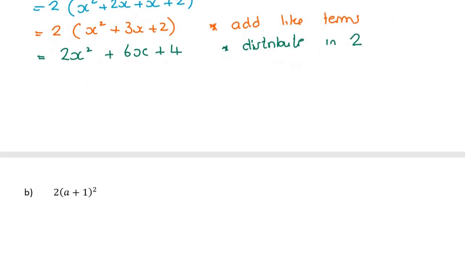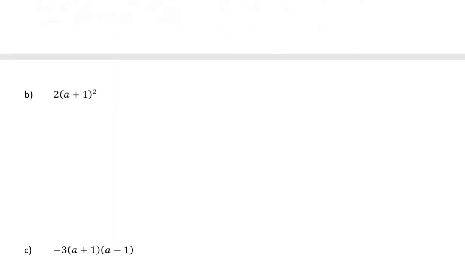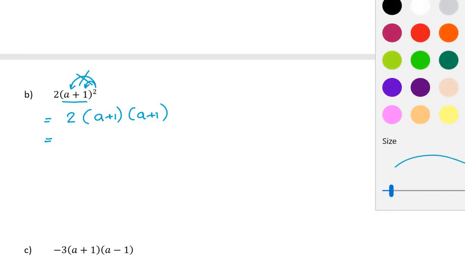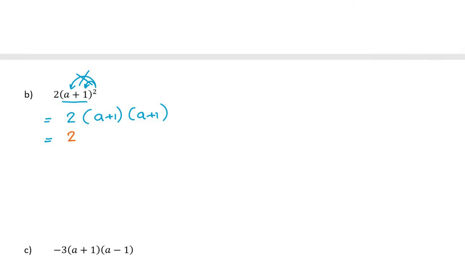Okay, so let's carry on with this type of idea. If you look at B, remember, please, I cannot distribute the 2 because there are 2 terms in that bracket. So I cannot do that. What I need to do is write out the a plus 1 twice. And then I need to do a binomial times a binomial, and then multiply my 2.